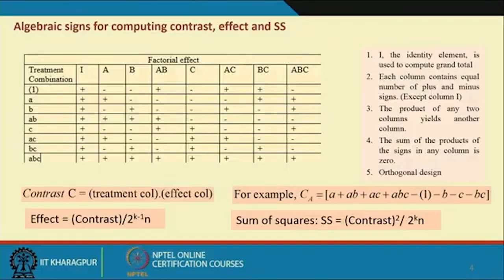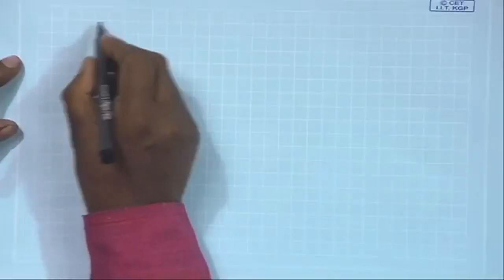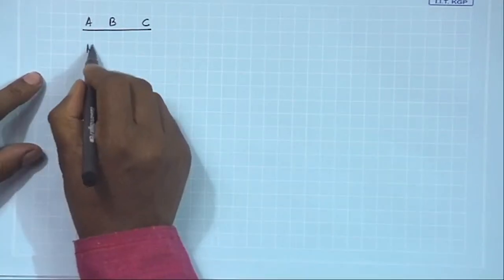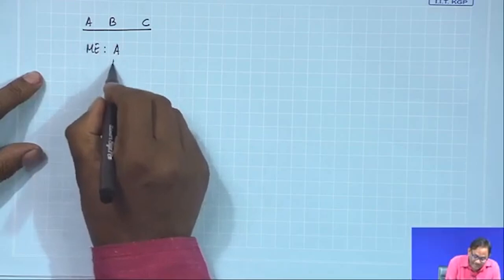Now, what I will show you? I will show you another important table, which is about estimating the effects and sums of squares and contrasts for different factorial effects. I have told you, in fact, we have discussed earlier, that if there are three factors A, B, C, then the main effects will be 3: A, B and C.